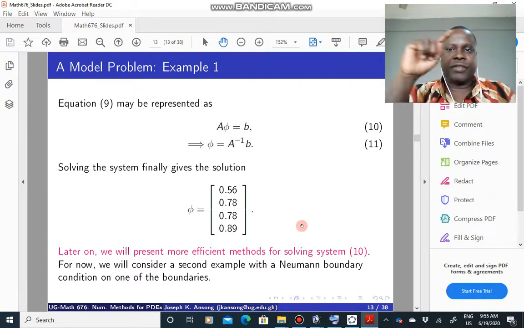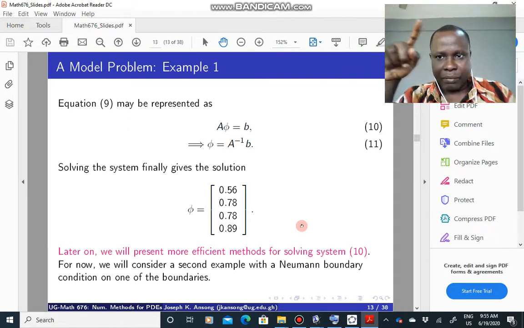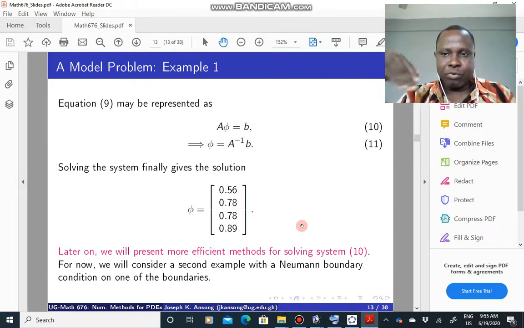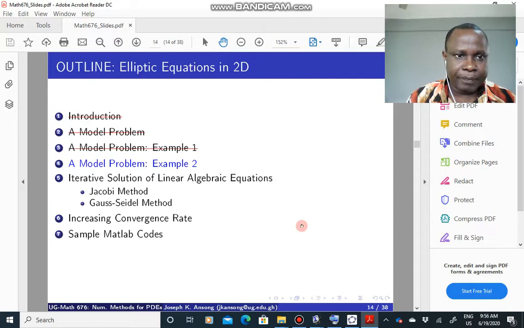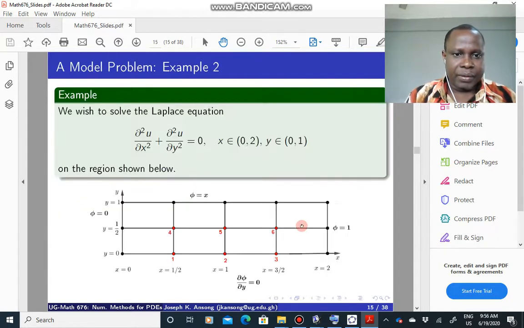Instead of the Dirichlet boundary conditions along the boundary, we are going to have a Neumann boundary condition on one of the boundaries. The point is just to learn how you treat Neumann or derivative boundary conditions for elliptic equations. So we'll start with example 1 and then move on to other ones. I mean, second example 2.